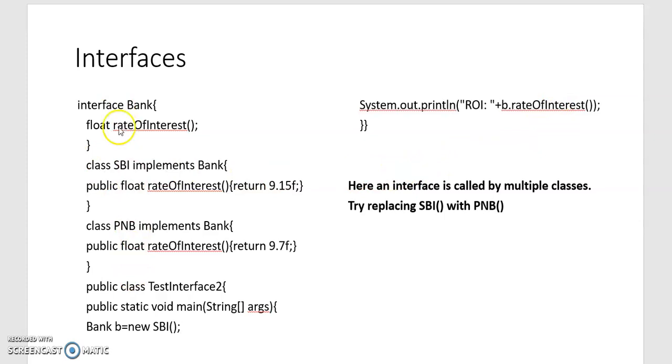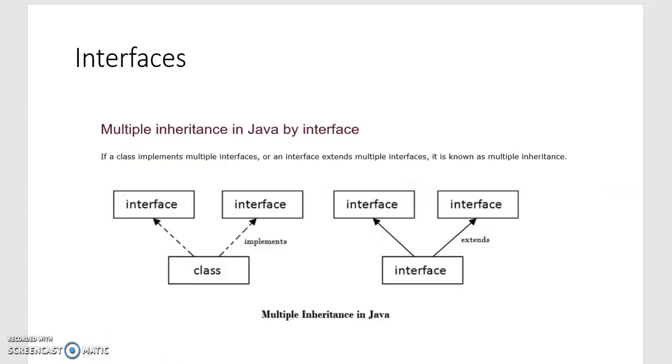I would request you to combine this program and study it, and try replacing the constructor SBI with PNB to look into what would be the difference in this particular case. This diagram is self-explanatory. Now when we talk about multiple inheritance in Java, it can be done with interface.